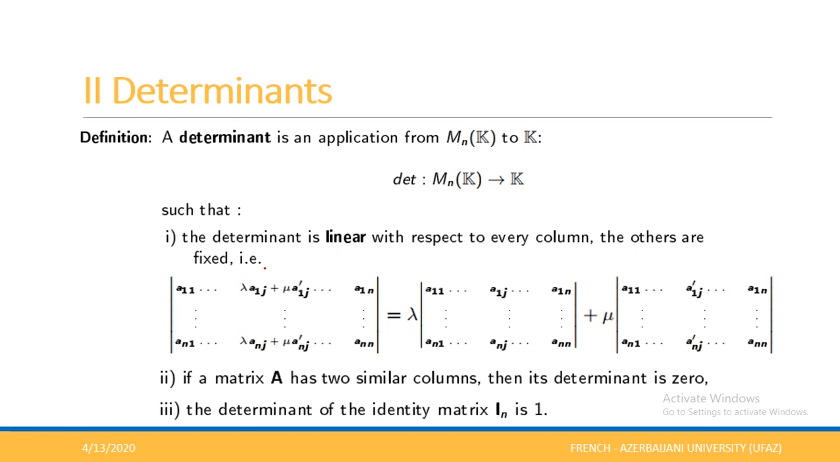Okay, let's look at the meaning of linear. I think you know the meaning of a linear application or linear function. I will write a definition of a linear function here. Suppose that we have two real numbers, alpha and beta, and we have any x and y from the domain of f. If f of alpha x plus beta y is equal to alpha f of x plus beta f of y, then we say that f is a linear function.